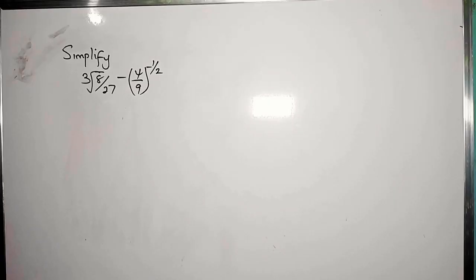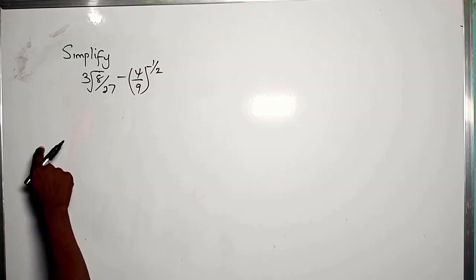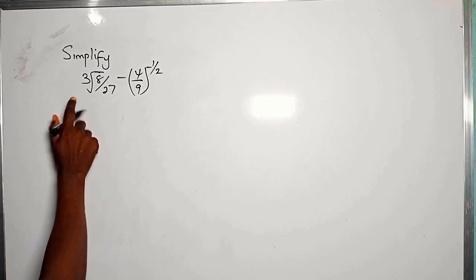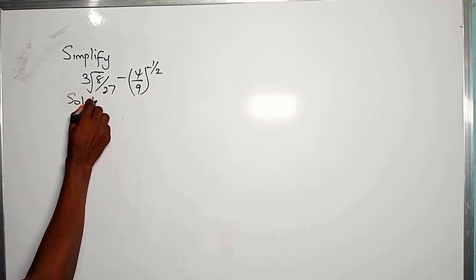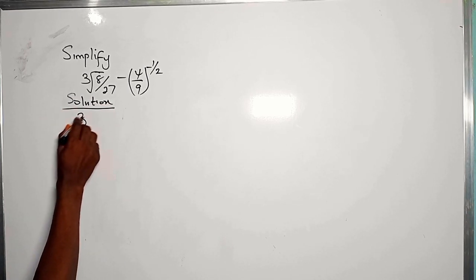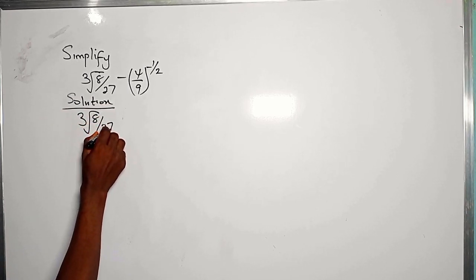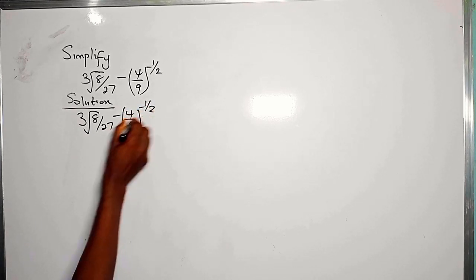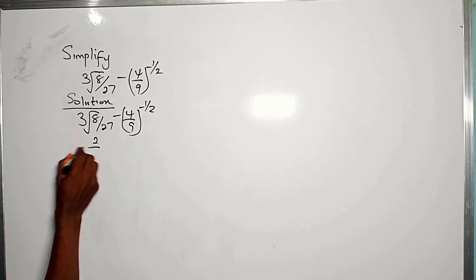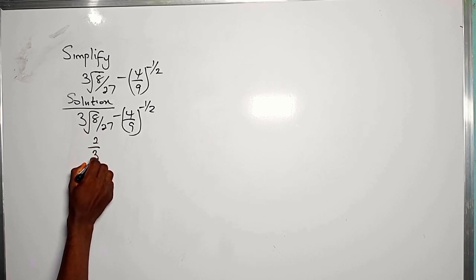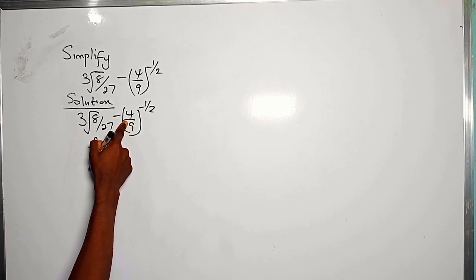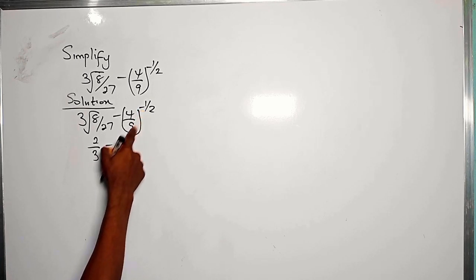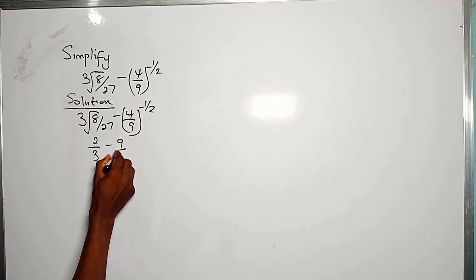Thank you very much. The question says we should simplify the cube root of 8 over 27 minus 4 over 9 raised to the power minus half. Solution. For the cube root of 8 over 27 minus 4 over 9 raised to the power minus 1 over 2, the cube root of 8 is 2, the cube root of 27 is 3 minus, for 4 over 9 we have minus 1 over 2 as a negative power. So we look for the inverse of this, which is 9 over 4.